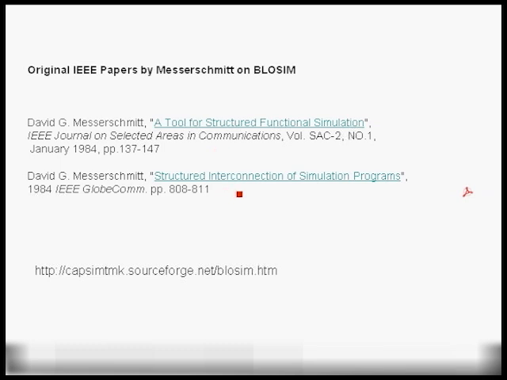Also, this paper is very important, Structured Interconnection of Simulation Programs. Both of these papers are available in PDF format from the SourceForge website for the Capsim text mode kernel at this address shown here. If you want to dive in some more into the model behind Capsim, these are good papers to review. We should also point out that Capsim itself is an extension and quite a bit of enhancements to Blossom, and Capsim has been in development since 1987 and includes many enhancements in terms of both memory management, plugging of many memory leaks, and of course enhancements to the efficiency of the simulation.